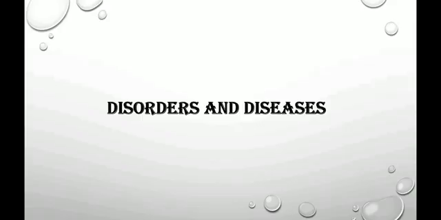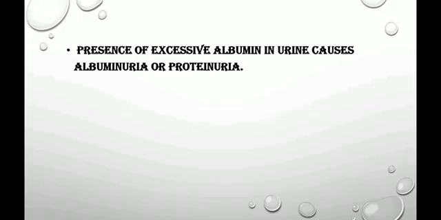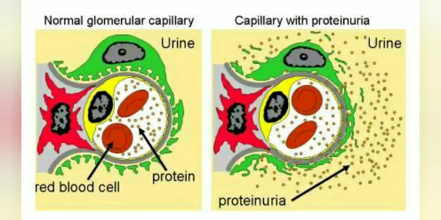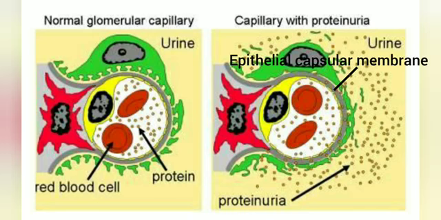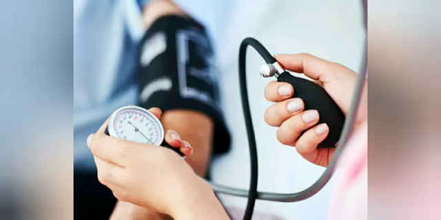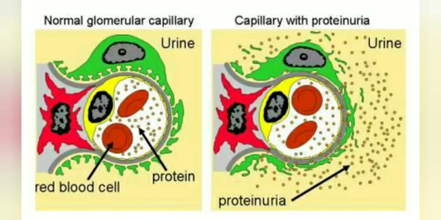Now let's see the details of disorders and diseases related to kidney. Presence of excessive quantity of albumin in urine causes a disease called albuminuria or proteinuria. This indicates injury to endothelial capsular membrane, which occurs due to increased blood pressure, or you can say injury or irritation of kidney cells by certain substances like toxins or heavy metals.